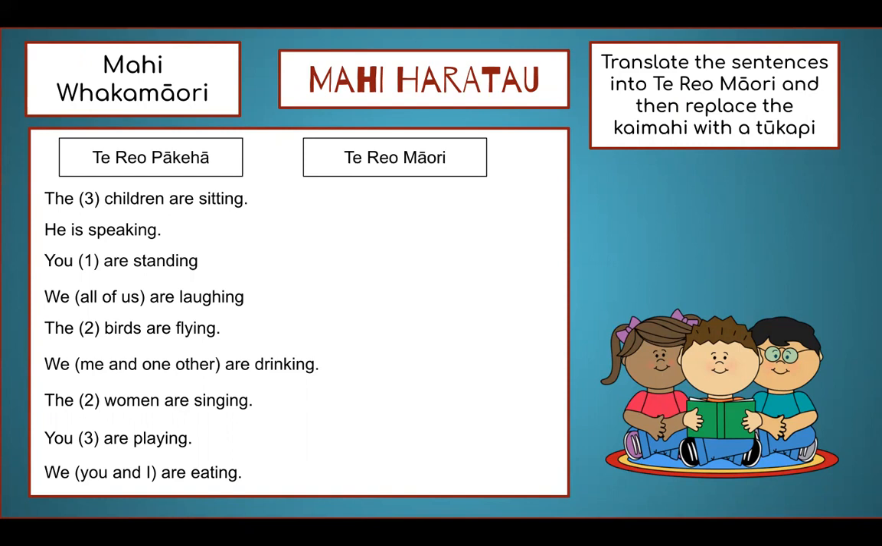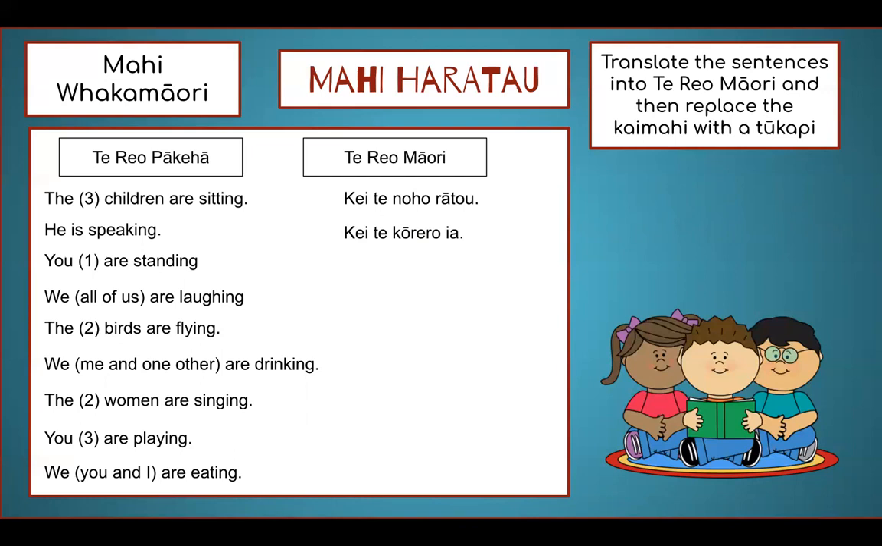Number 1, the children are sitting. We want to say they are sitting. We know there are 3 children, so the correct tūkapi will be rātou. Kei te noho rātou. Number 2, he is speaking. There's only one person in the sentence, so the correct tūkapi will be ia. Kei te kōrero ia. If you'd like to work through this mahi harato now, please pause the video and translate the sentences using the pronoun that would best fit. When you play the video again, I'll give you the answers.